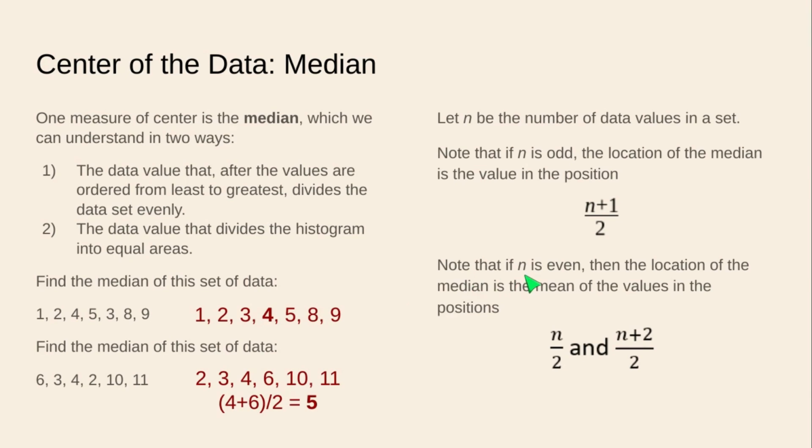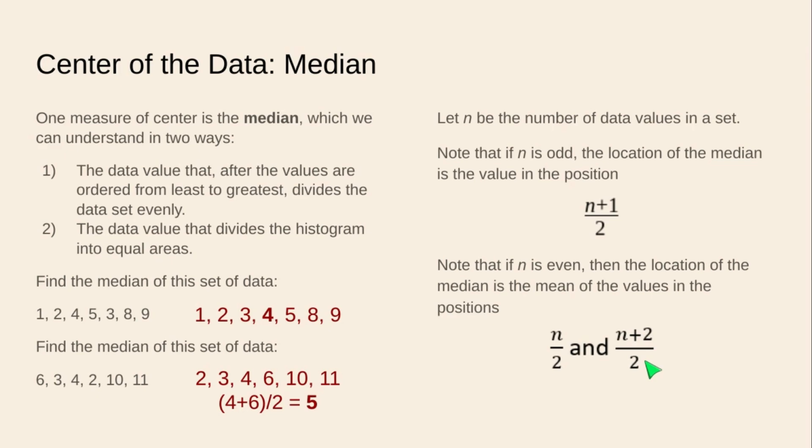Now we note that if n is even, so we have an even number of data values, then the location of the median is the mean of the values in the positions n over 2 and (n plus 2) over 2. We can also understand this as n over 2, plus 1, but (n plus 2) over 2 is maybe slightly more convenient to write.